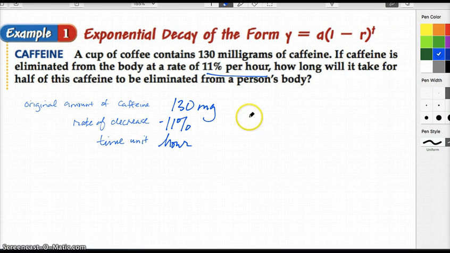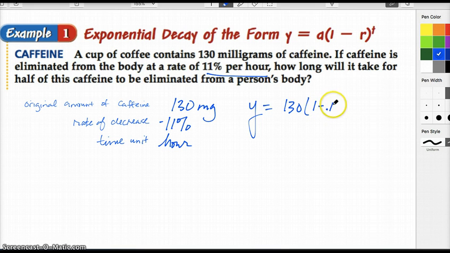So here's our equation that we're going to start off with. We know y is equal to a, which is 130, times 1 minus 0.11, right? Or 1 plus the negative 0.11 if you want to look at it that way.